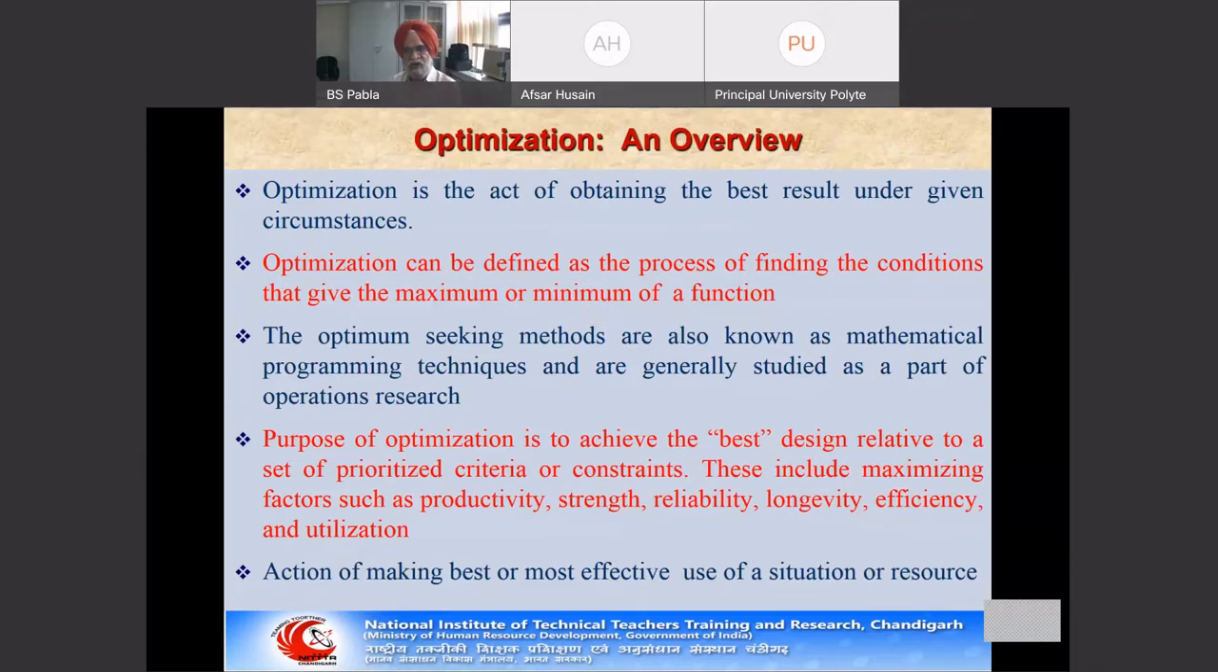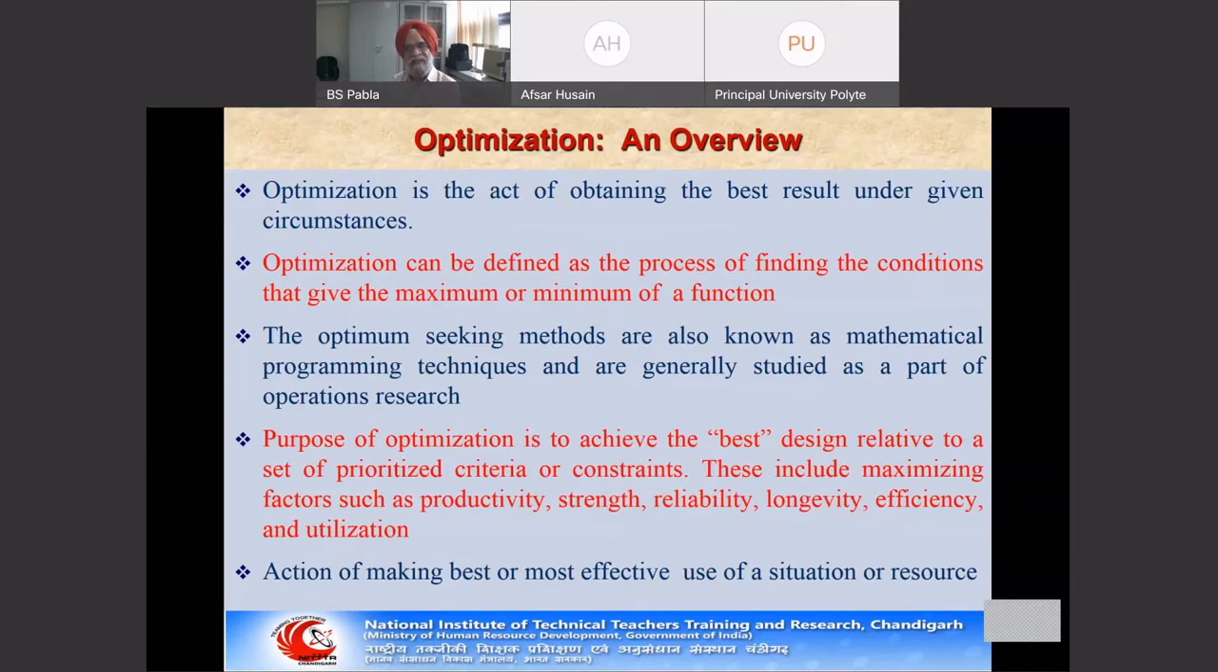What are the resources you have? What are the environmental conditions? What is the financial position? I want to produce 1 lakh scooters in 1 month, but my financial resources do not allow this because I don't have money to procure the raw material for this. Right?